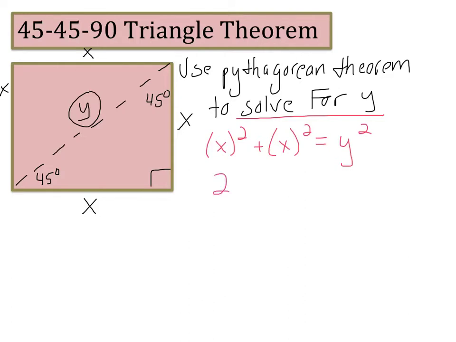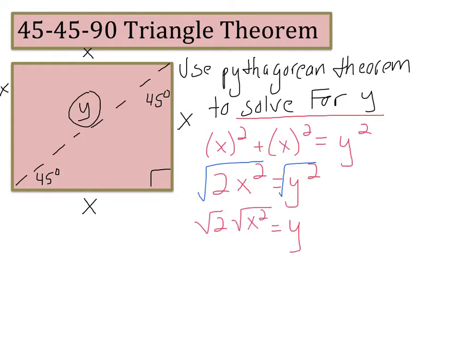So we combine our two x squareds, and we have 2x squared equals y squared. Now since our goal is to solve for y, let's isolate y. To do that, we want to take the square root of each side. When we do that, on the right side we're left with y equals the square root of 2 times the square root of x squared. We simplify this out, and y equals x times the square root of 2.